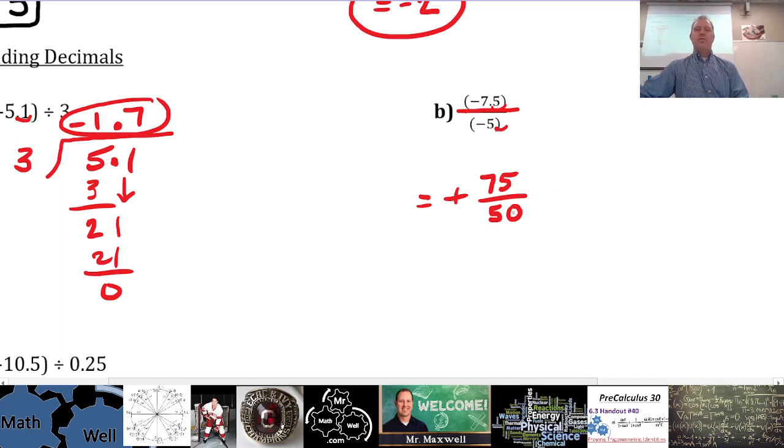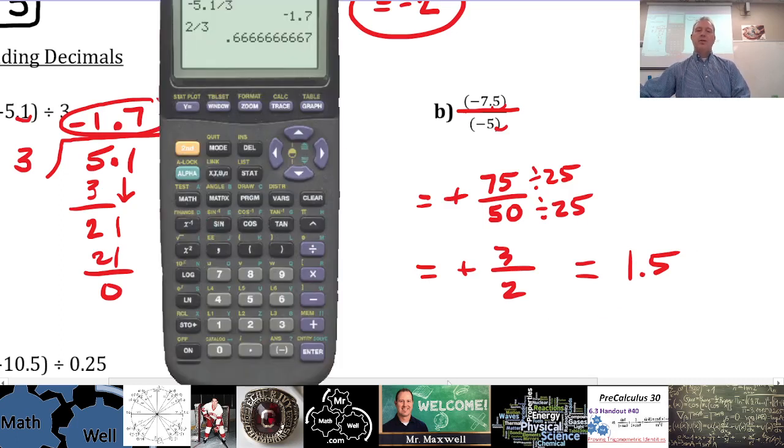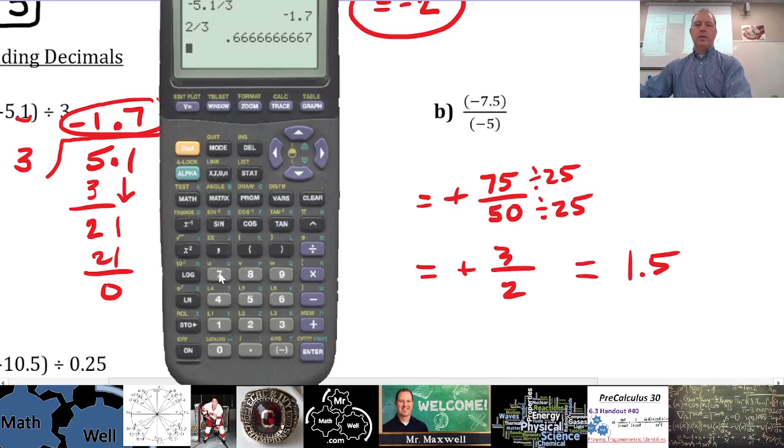But 75 divided by 50, well, I can divide both top and bottom by 25, looks like. And that's going to be positive 3 over 2. You should know that that is 1.5 as a decimal, right? So on your calculator, you get positive 1.5 if you went straight from the decimals in the question there. So let's just check that out. Negative 7.5 divided by negative 5 is, look at that, positive 1.5.